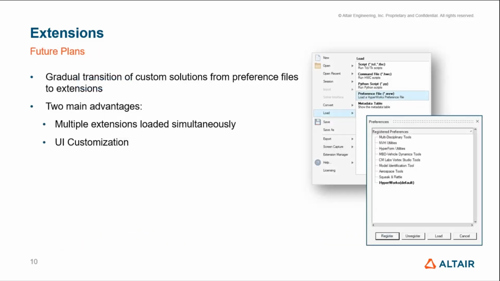And last few words before we jump into a quick live demo. The future plans, and something that the multi-client support opens up as an opportunity, is looking at all the custom content that is currently offered through preference files, and gradually start phasing them out, transferring them into extensions. The 2 main advantages I want to highlight here: in case of preference files, we can have only one loaded at a time, right? So only one set of custom content can be available at a time to the user. In case of extensions, you can load as many as you want.